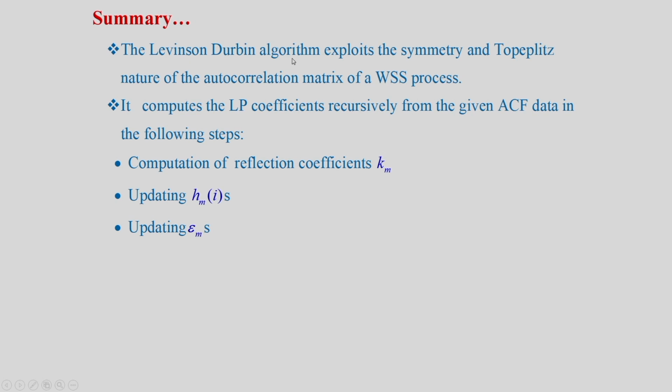The Levinson-Durbin algorithm exploits the symmetry and Toeplitz nature of the autocorrelation matrix of a WSS process. It computes the LP coefficients recursively from the given ACF data in the following steps. First step is computation of the reflection coefficients Km, then updating the predictor parameters Hmi, and then updating the mean square prediction errors epsilon m. In this way, we can iteratively find the LP coefficients.